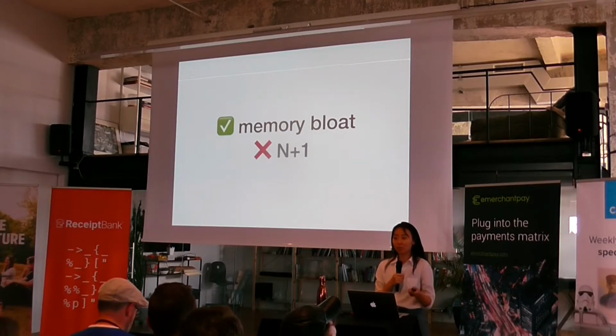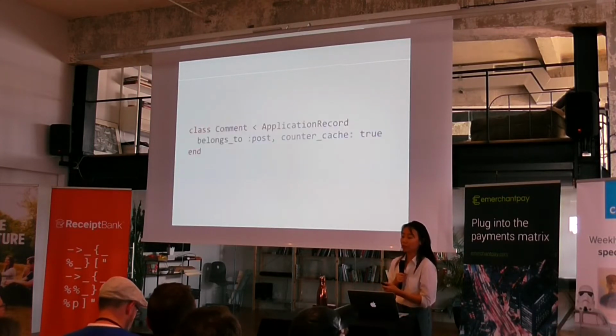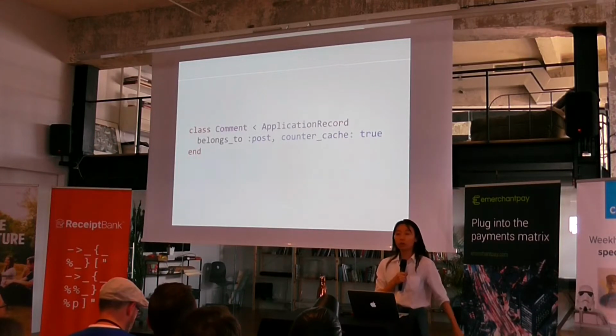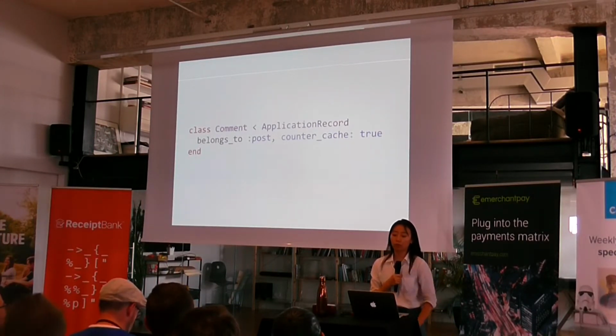Fortunately, this actually comes up so often, where you are looking for the number of a certain type of association, that there is a feature for this. And it's called the counter cache. So this is how you turn it on. You would go into the associated class and just say counter_cache: true. And it works pretty much the way that it sounds.